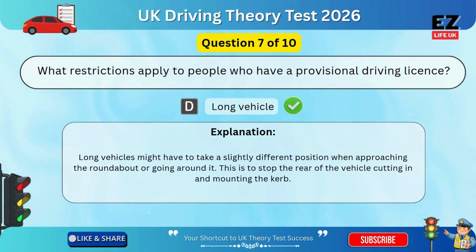Let's look at why the correct answer is option D. Long vehicles might have to take a slightly different position when approaching the roundabout or going around it. This is to stop the rear of the vehicle cutting in and mounting the curb.